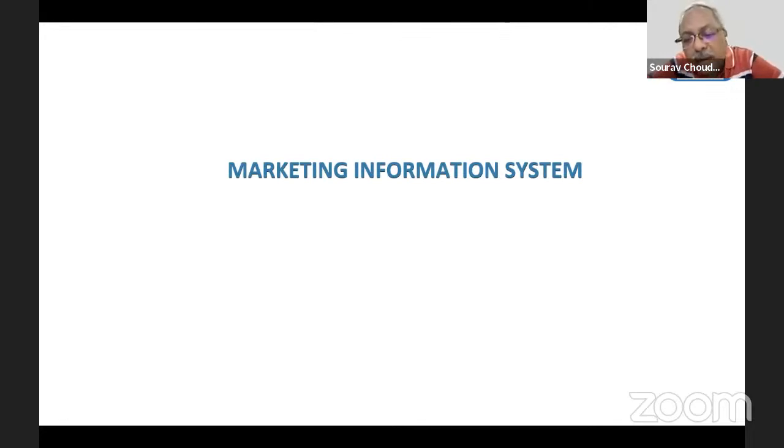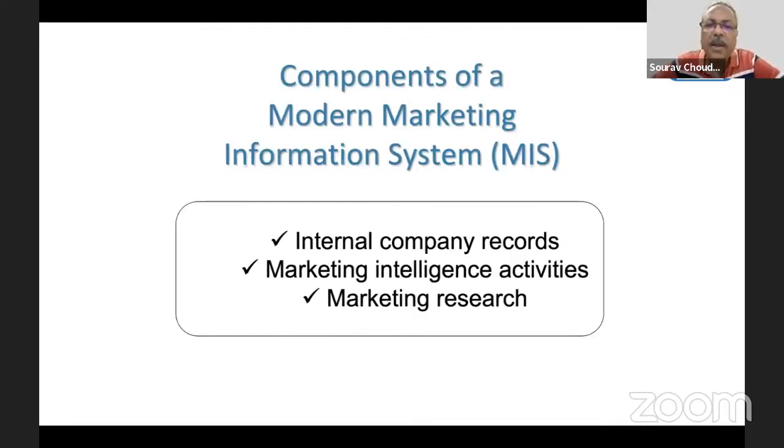It comes from the market. It's an asset for the marketing team. Without that, you are not going to survive. Okay. Components of a modern marketing information system: internal company records, marketing intelligence activities, and market research. Okay, there are three components.